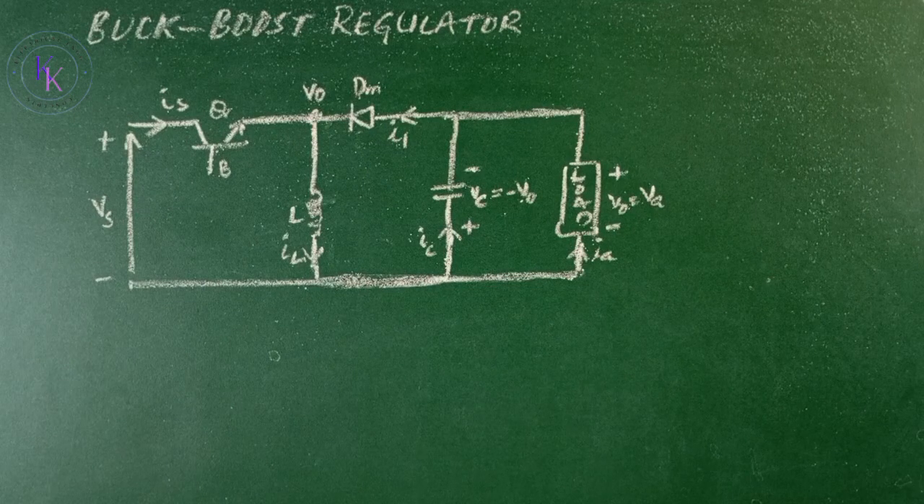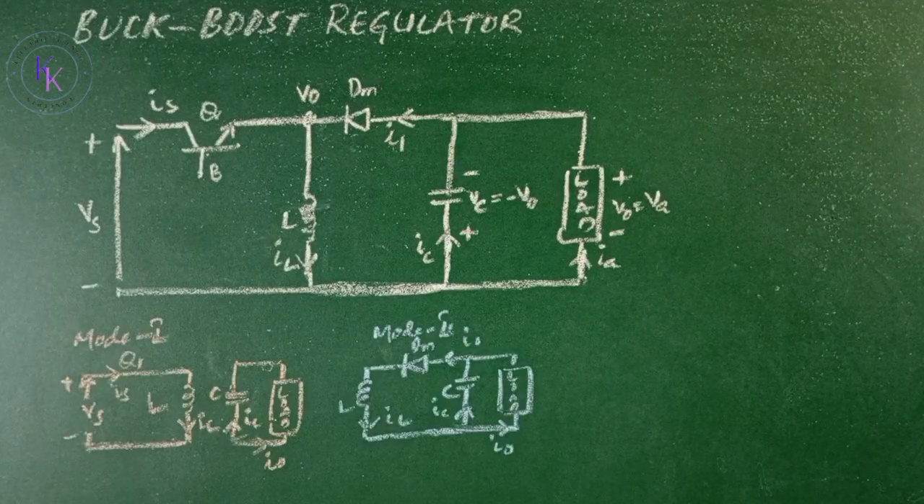A buck boost regulator provides an output voltage which may be less than or greater than the input voltage, hence the name buck boost. The output voltage polarity is opposite to that of the input voltage. This regulator is also known as an inverting regulator. This is the circuit diagram.